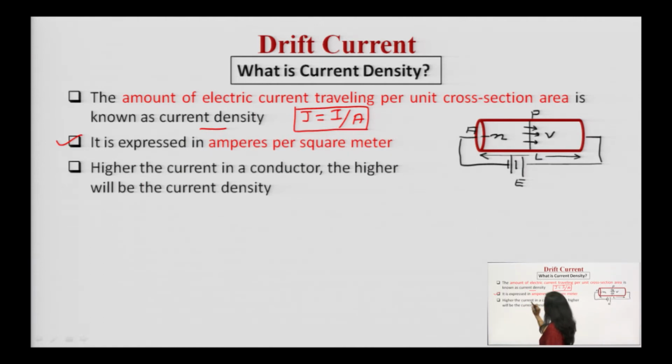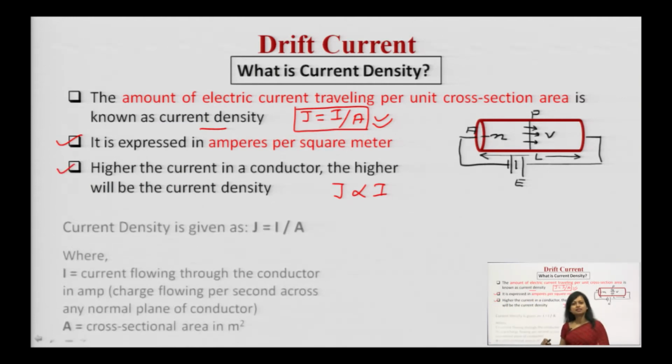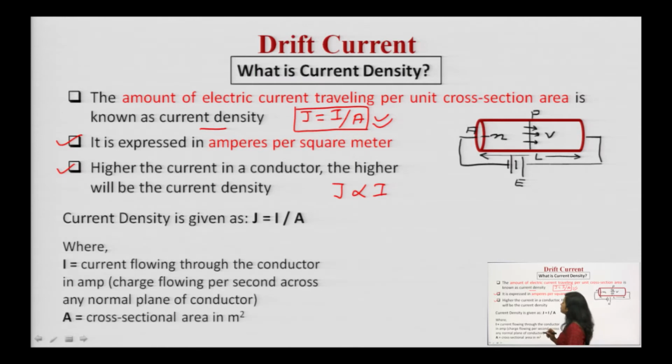Now, the higher the current in a conductor, the higher will be the current density. Obviously you can see J is directly proportional to I in this particular equation. So if you increase the current, J will increase, meaning current density will increase. If you decrease the current I, J will decrease. So there is a direct relationship between the current density and the current. This is how you can calculate it.